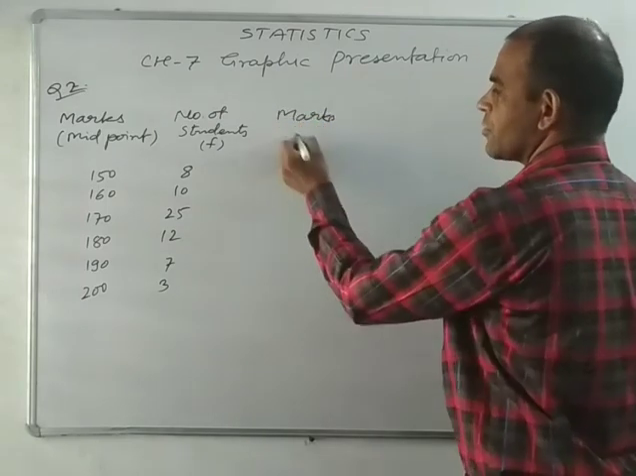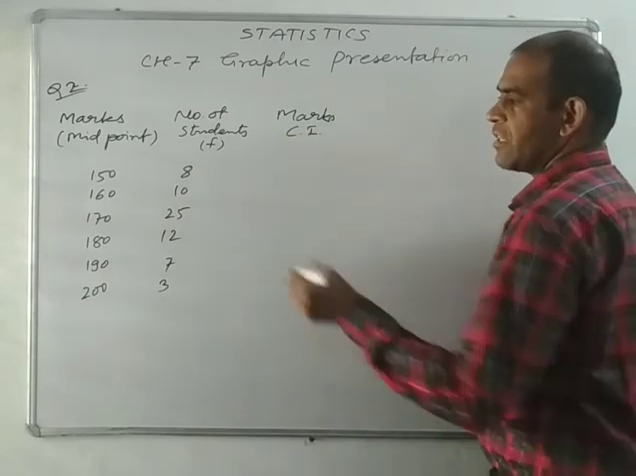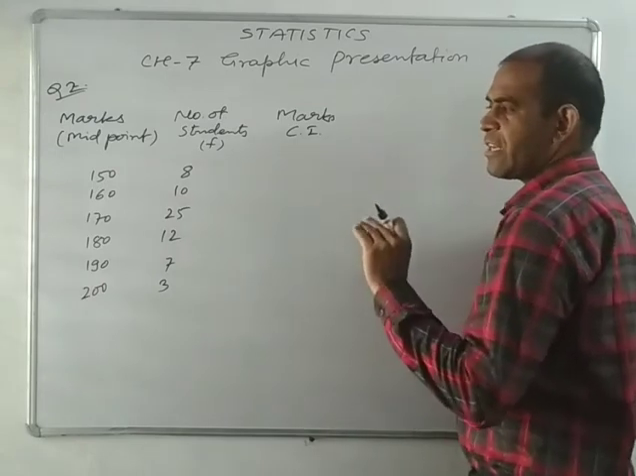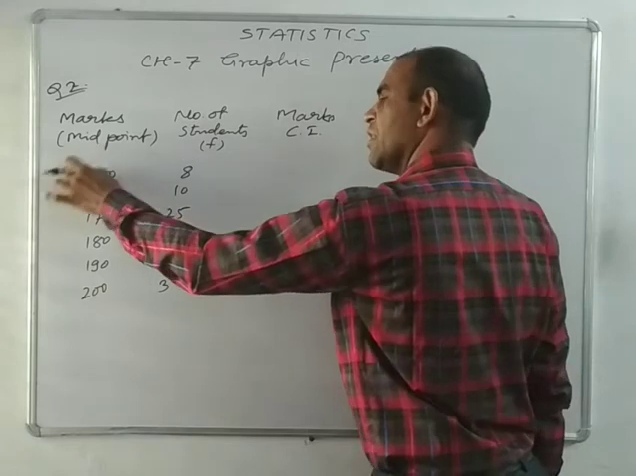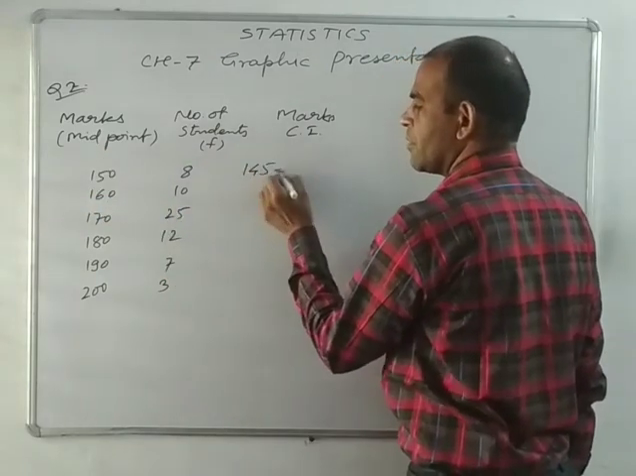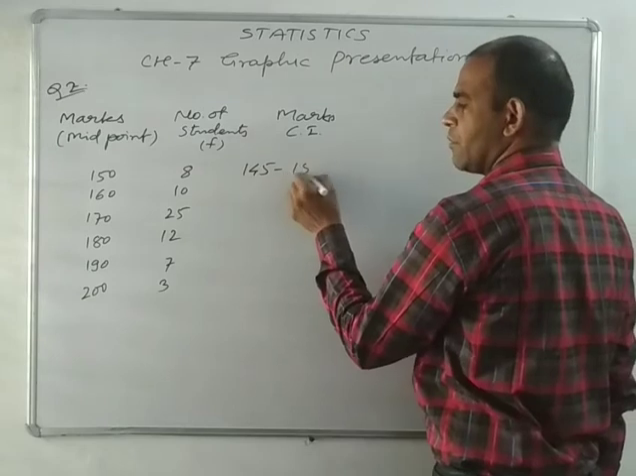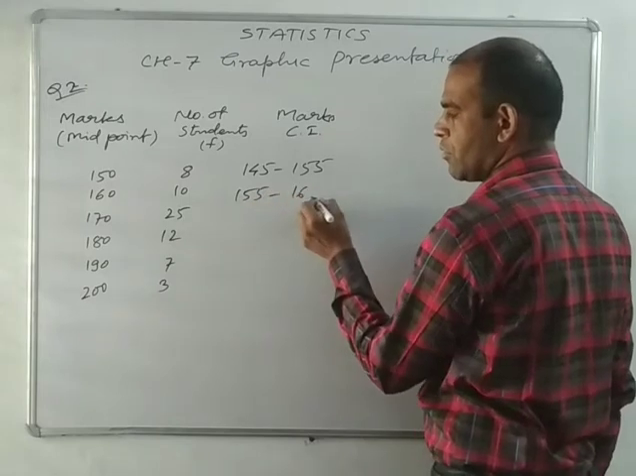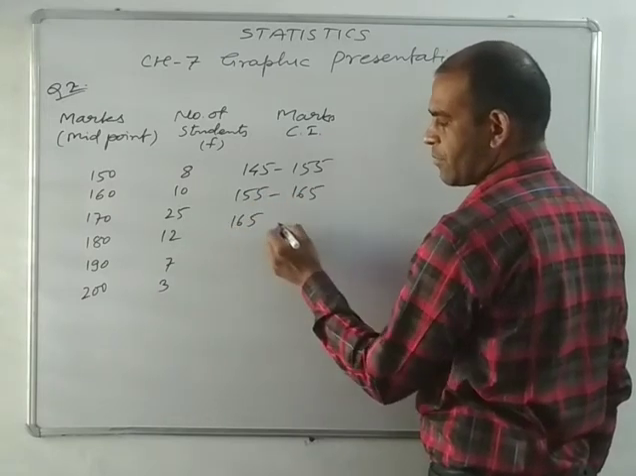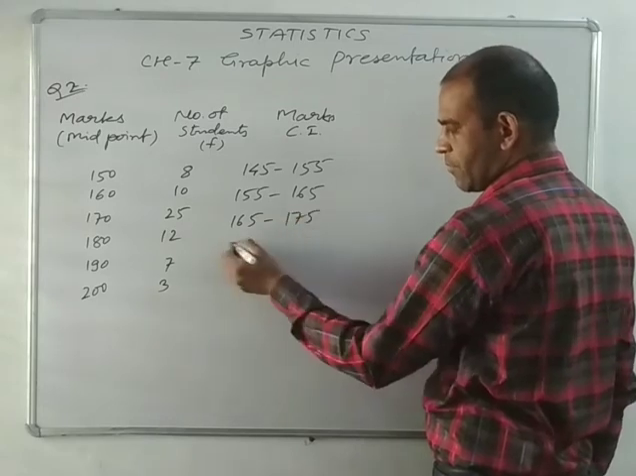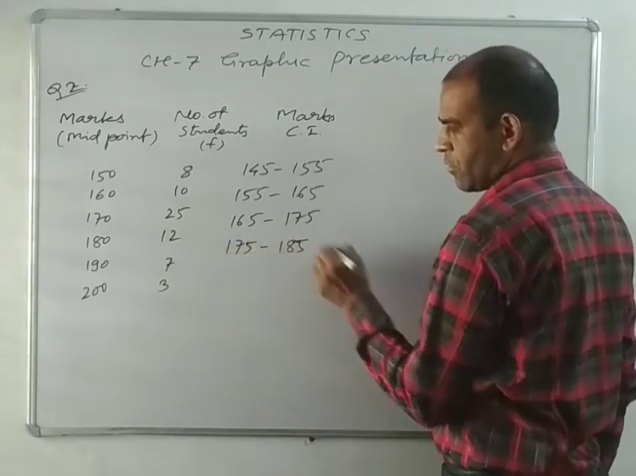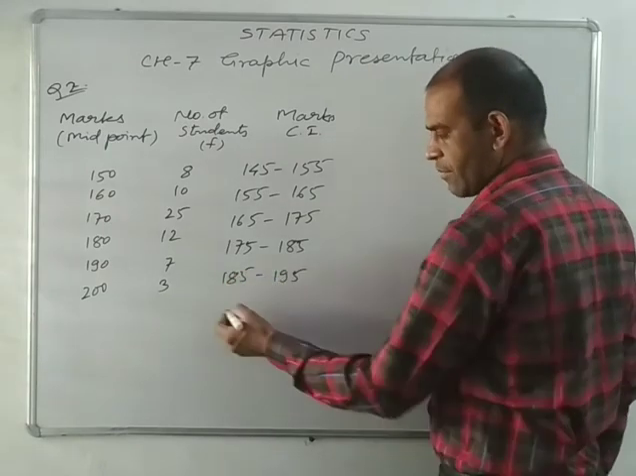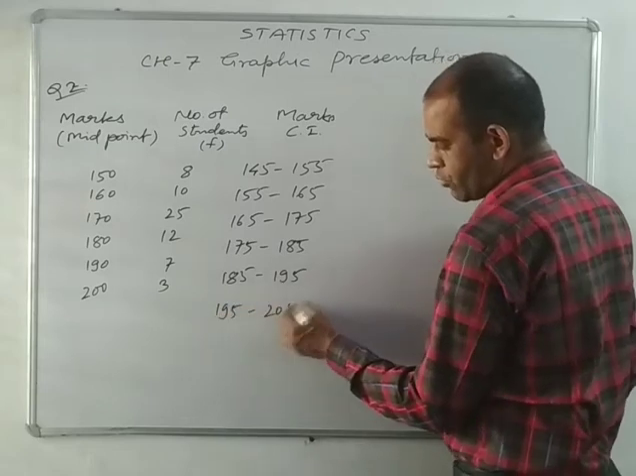Convert the marks into continuous class intervals. Here the 150 and 160, whose difference is 10. So we should divide it by 2, which is 5. So here, less than 5, 145. Greater than 5, 155. Before 5, 155 to 165. 165 to 175. 175 to 185. 185 to 195. And 195 to 205.